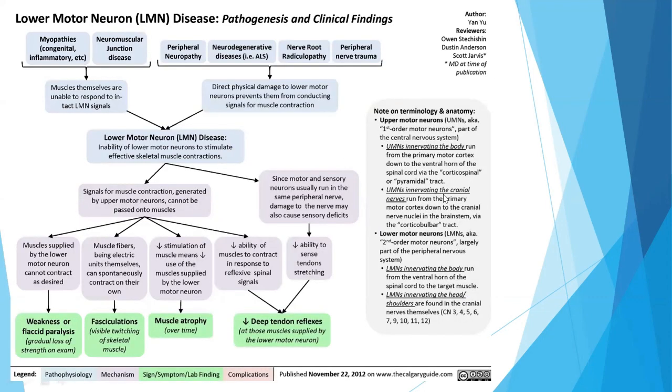Now again, let's summarize here. So the different kinds of myopathies and neuromuscular junction diseases can cause the muscles themselves to be unable to respond to intact lower motor neuron signals, which means the lower motor neurons are intact, but there is a defect in the muscle itself. But if there is peripheral neuropathy, neurodegenerative disease like ALS, or nerve root radiculopathy, then it can cause direct physical damage to the lower motor neurons, which prevents them from conducting signals for muscle contraction. Then it can cause lower motor neuron disease. It is the inability of the lower motor neurons to stimulate effective skeletal muscle contractions.